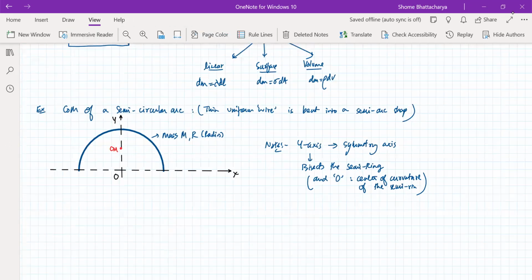Now we need to understand that the center of mass lies on the y-axis, at a point, let's say (0, y_cm), that is the coordinate. So we need to now find out the y coordinate of the center of mass. And for that, we'll use this integration. Basically, again, this is coming from this.